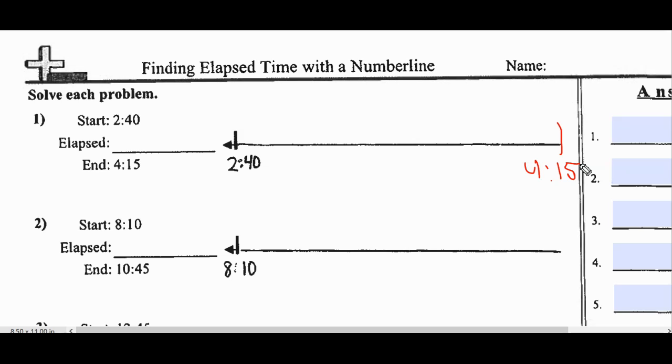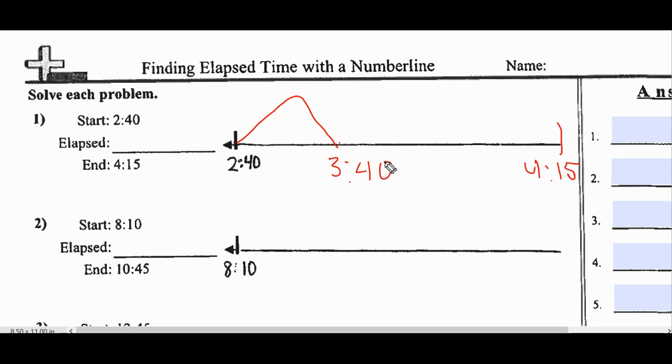Okay. So let's go by hours. If I went from 2:40 and I did 1 hour, would be how much? 3 o'clock. 2:40, 1 hour? I'm just changing the hour. 3:40. Okay. If I did another hour, I would go past 4:15. So I can't do that, can I? Okay. So let's go by tens.